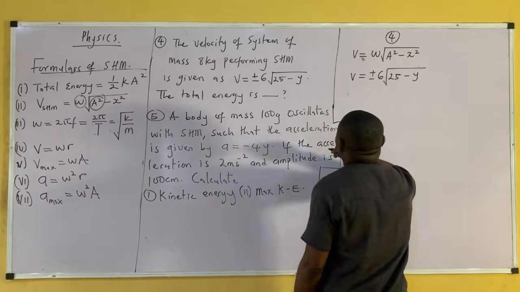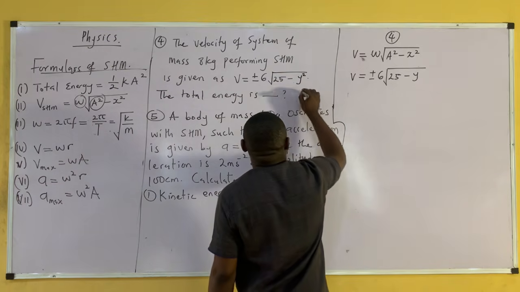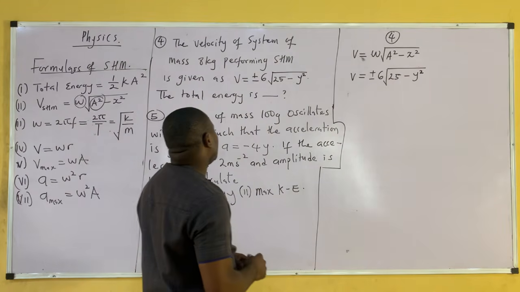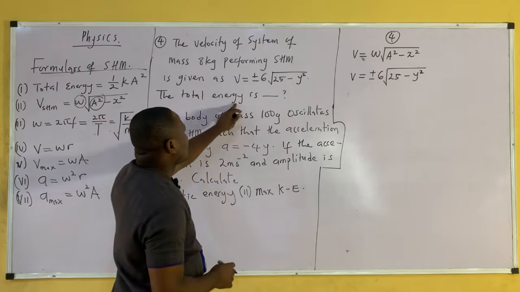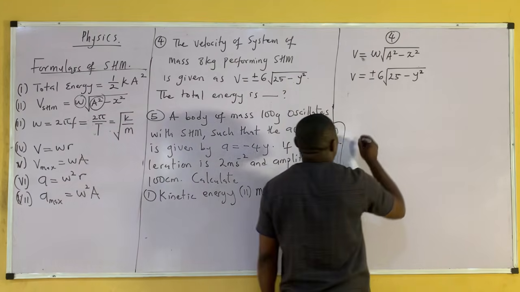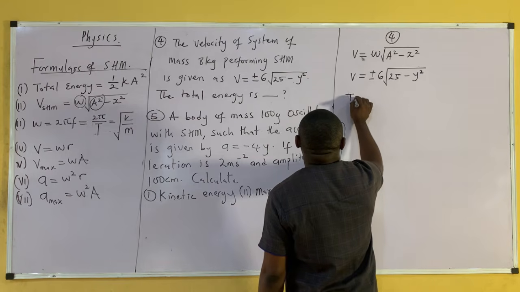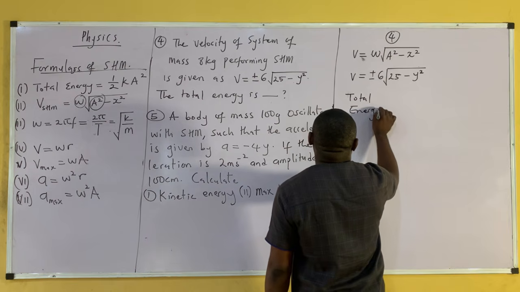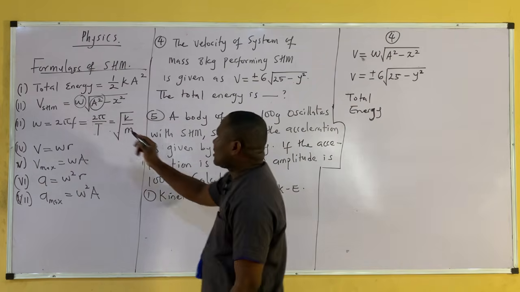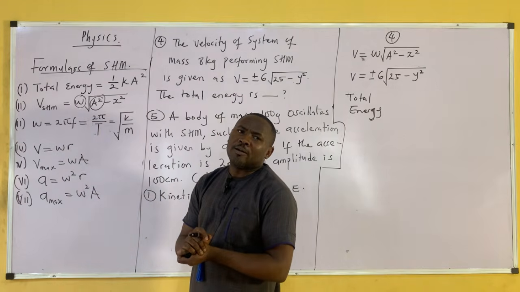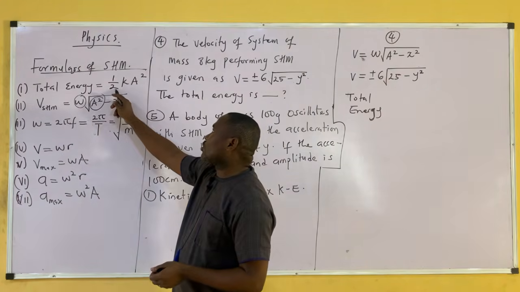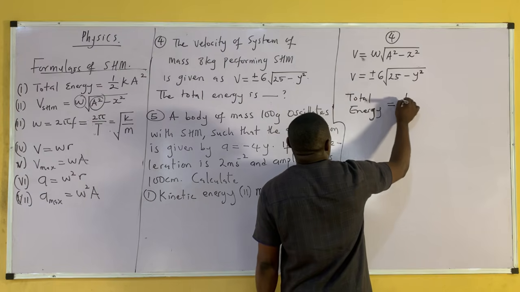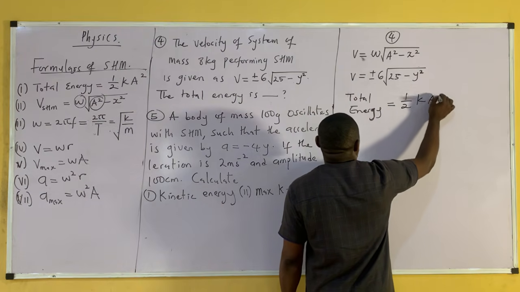Now, please look at this. Sorry, there's a square here. Minus y square. Now, please look at this very importantly. The question says calculate the total energy. Now, what does that mean? What is total energy? Remember, it's one of the formulas I've told you to take note of. Total energy is a combination of the kinetic and the potential energy, and it's equal to 1 over 2 K A squared. So, total energy is equal to 1 over 2 K A squared.